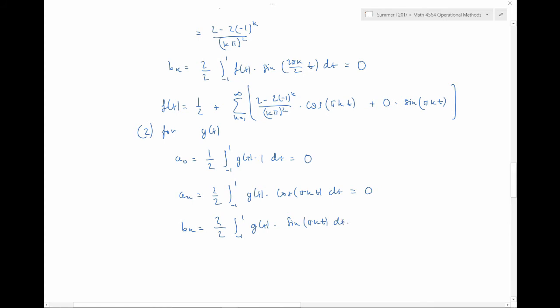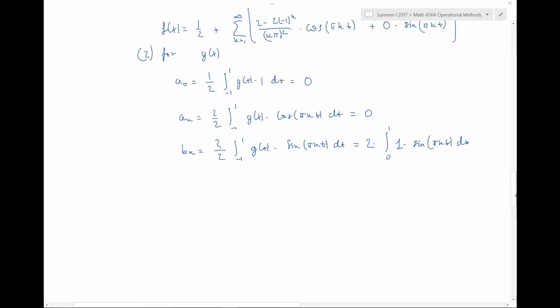This product is going to be even, so if you want to simplify it, then we can just say that this is 2 times 2 over 2 is 1, integral from 0 to 1, g of t on 0 to 1 is 1, times sine of pi kt dt. This integral is quite easy to compute, so I'm just going to do it.